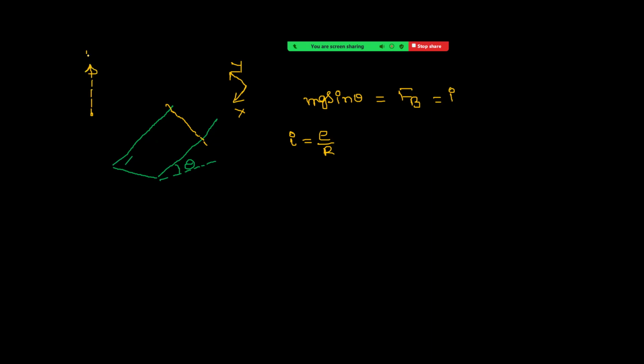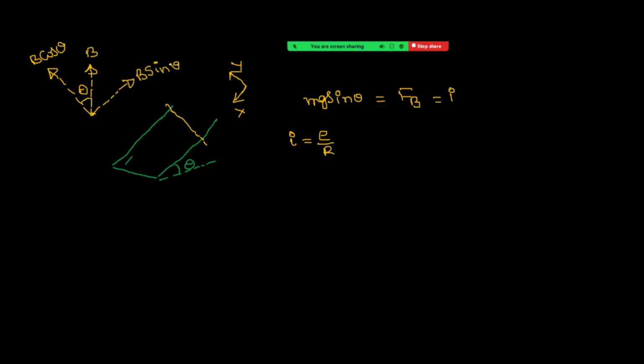For B, we are taking two components. One is along the incline, and this is normal to the incline. This angle is theta because this is vertical and this is normal to the incline. So the normal component will be B cos theta, and parallel to the incline, it is B sin theta.